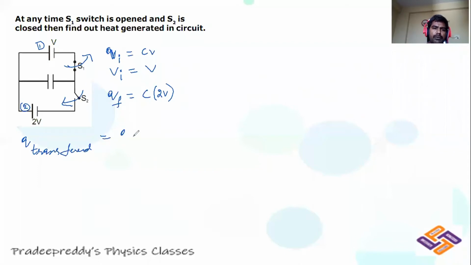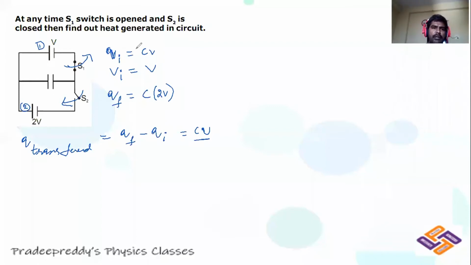Q final minus Q initial gives 2CV minus CV, which is CV. So how much is the charge transferred over here? The charge transferred by the second battery will be equal to CV. Because of this transfer of charge, some heat is developed.